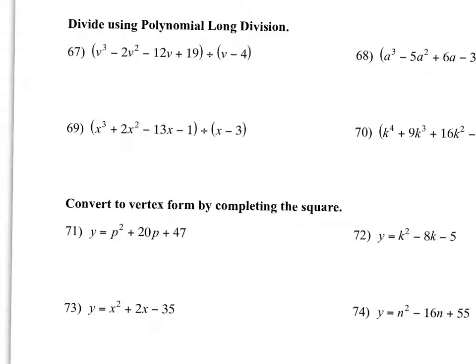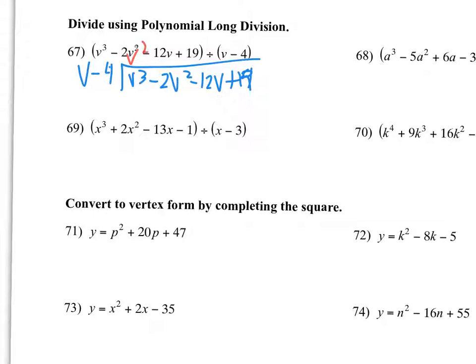So we've got v cubed minus 2v squared minus 12v plus 19 divided by v minus 4. I kind of regret my placement for this in a minute, I think. Especially if I don't write that as 19 in here. So I'm not going to be able to see things when I start to divide.